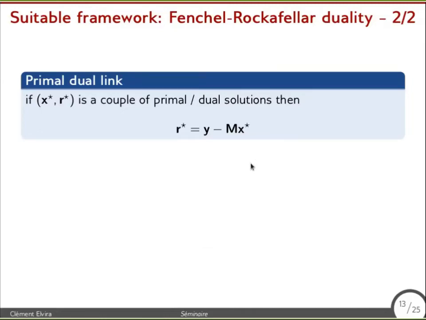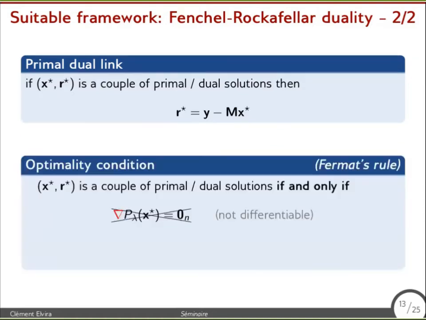Then there is another set of results, and in particular, a result that provides a connection between the solution of the primal and the dual problem. It tells you that the solution to the dual problem is exactly the residual at optimality. So this motivates the use of the R notation, and it tells you that solving the primal problem corresponds to finding the adequate fit, and solving the dual problem corresponds to finding the residual of the fit.